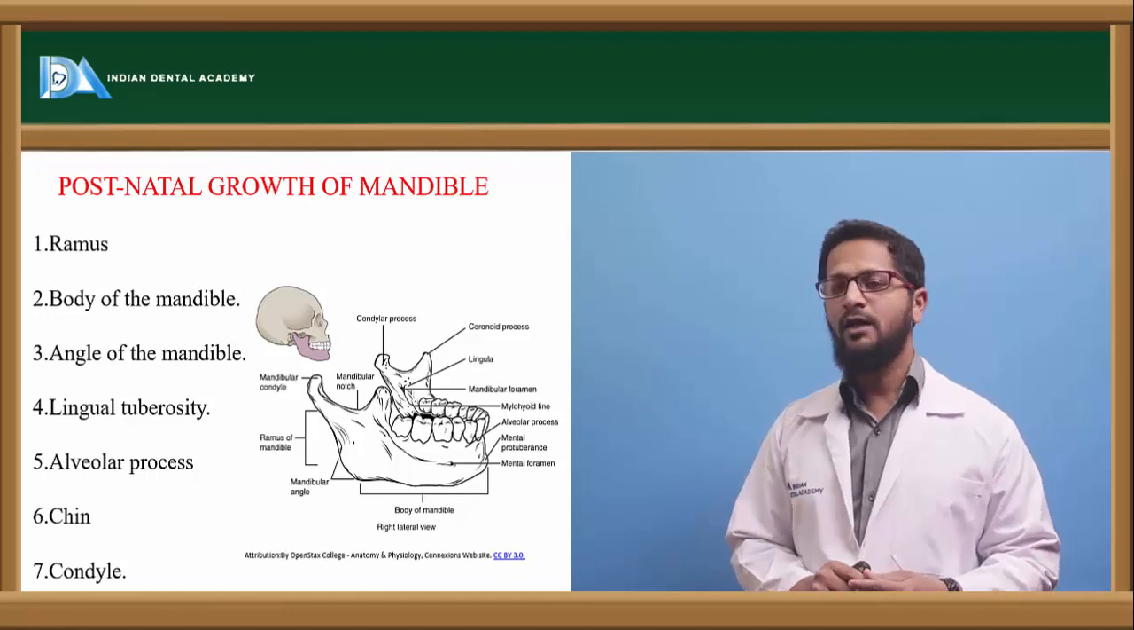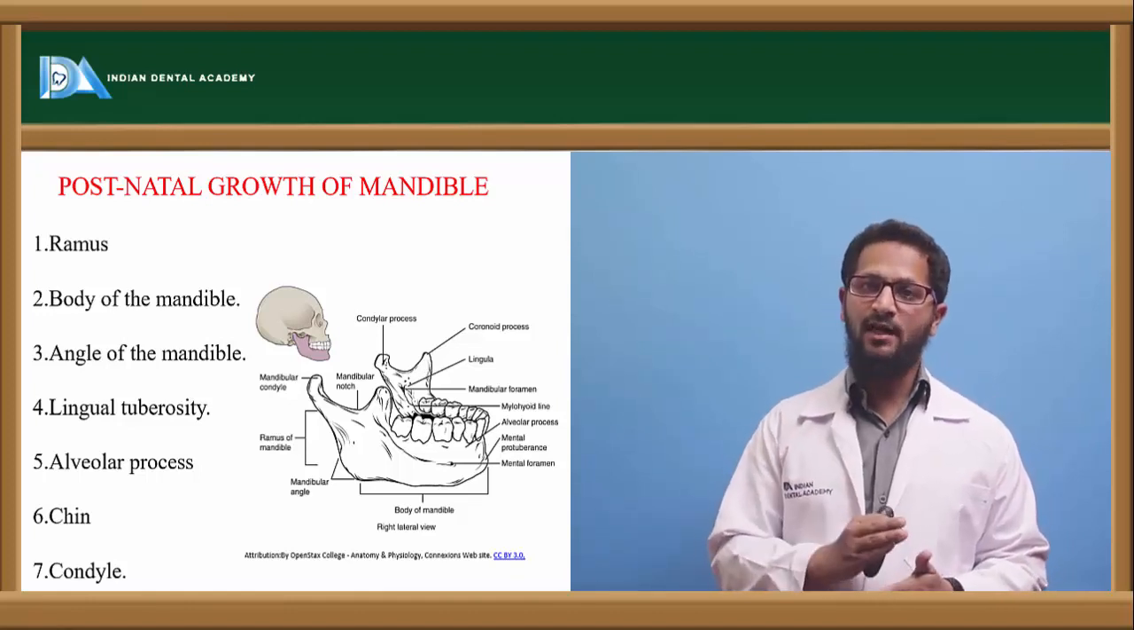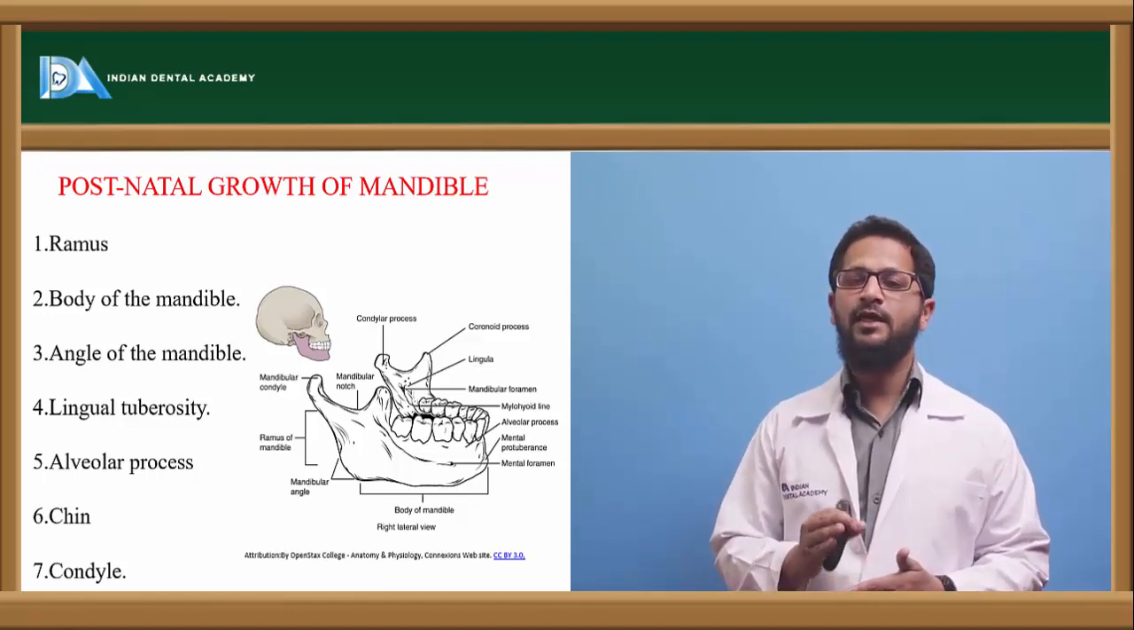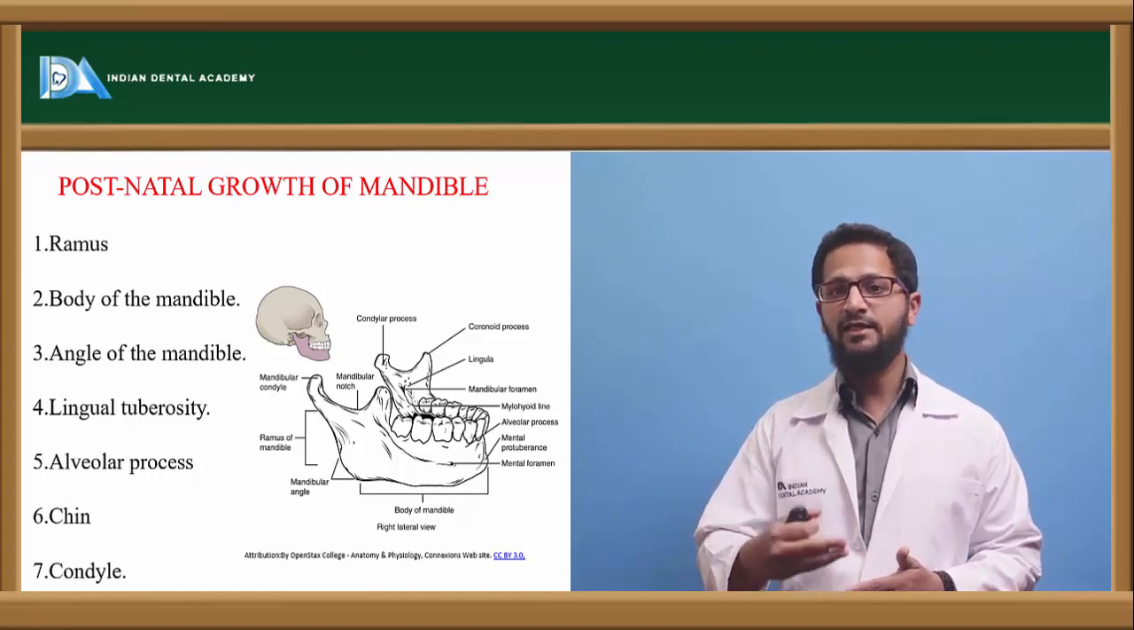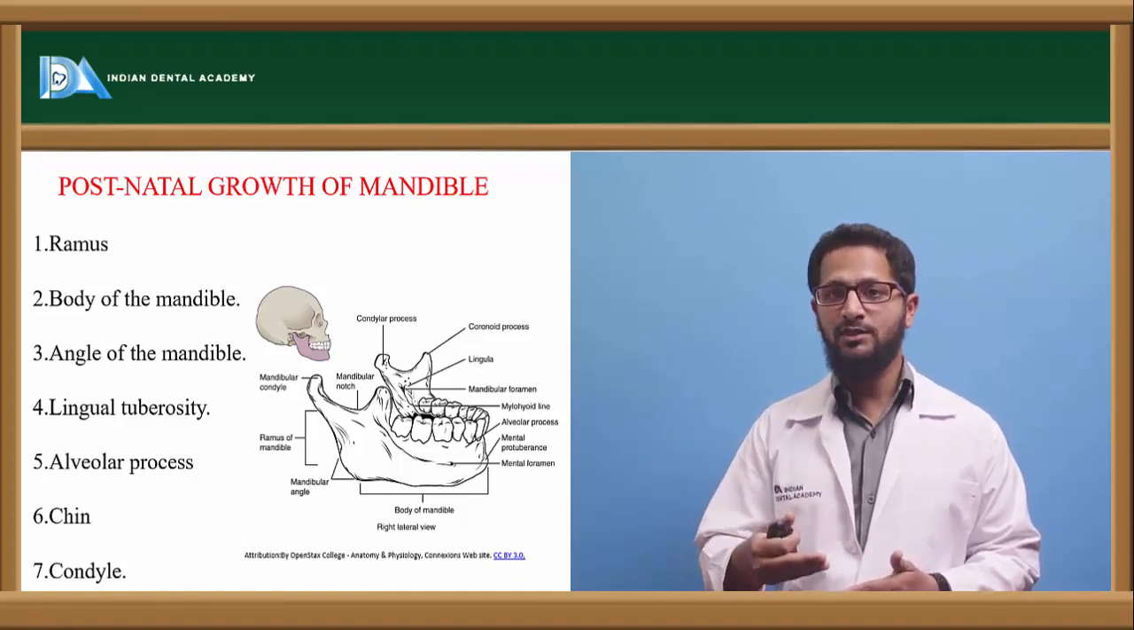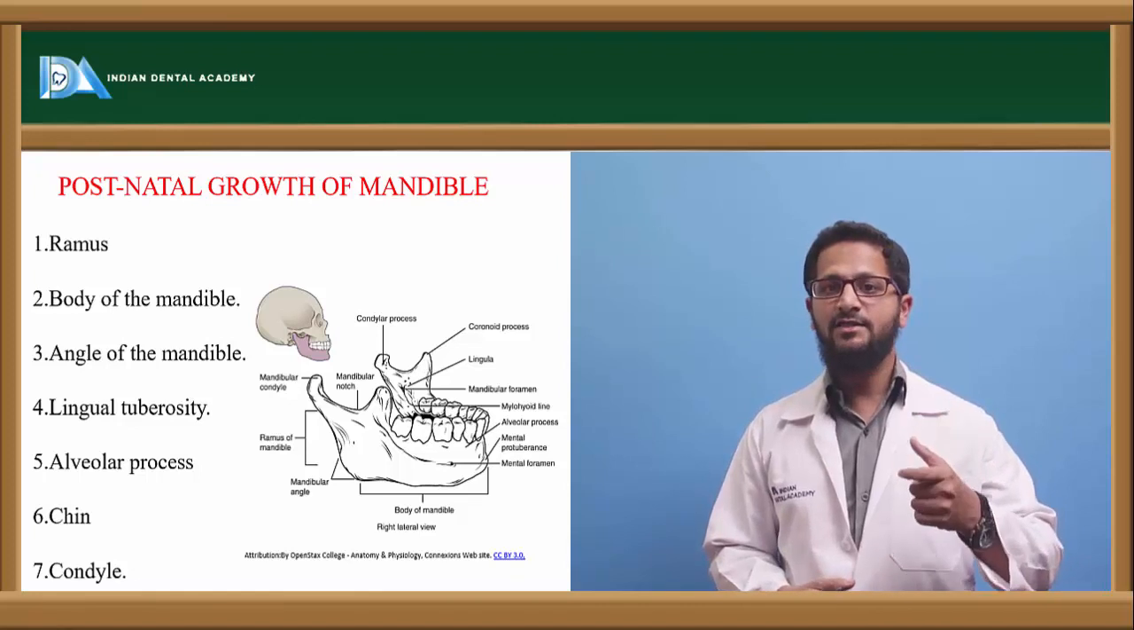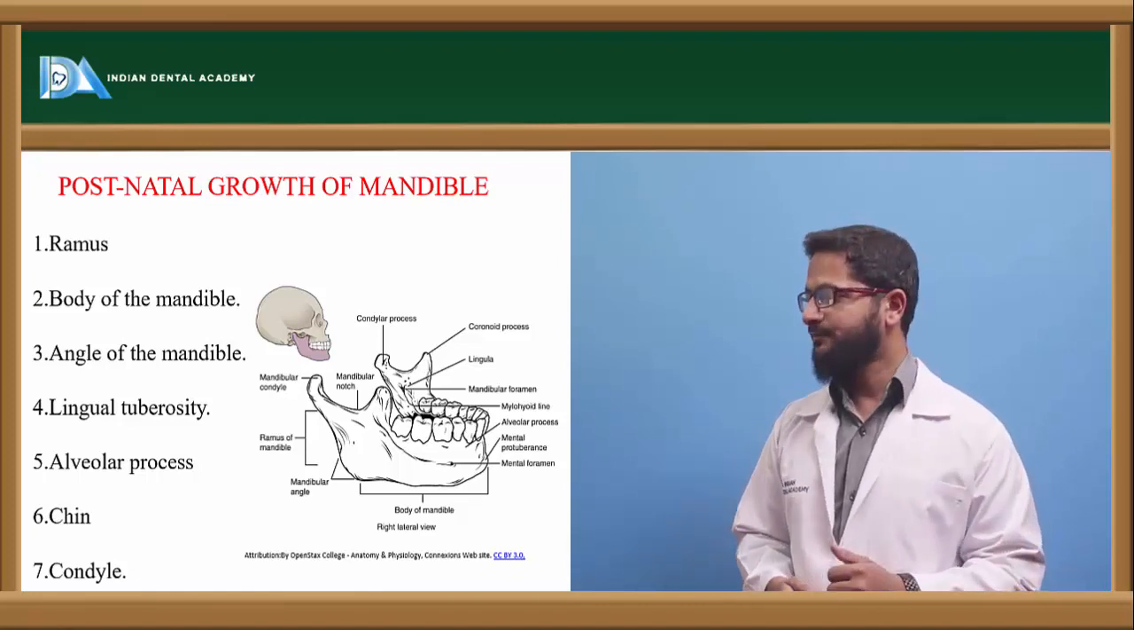Next coming to alveolar process. As I've already mentioned in maxilla, alveolar process growth depends upon the eruption of the teeth. As the teeth start erupting, more and more bone is laid down so that the height as well as the width of the alveolar bone is maintained.